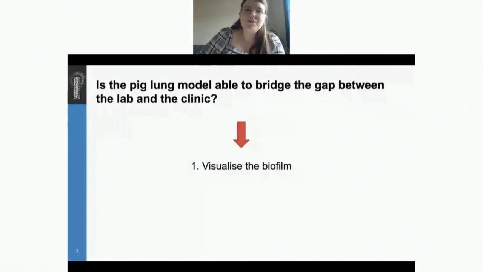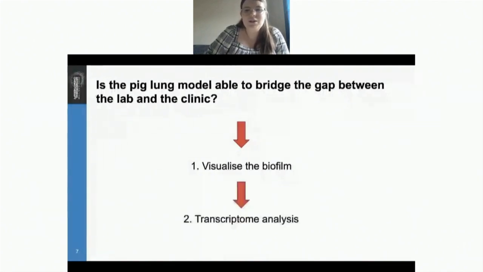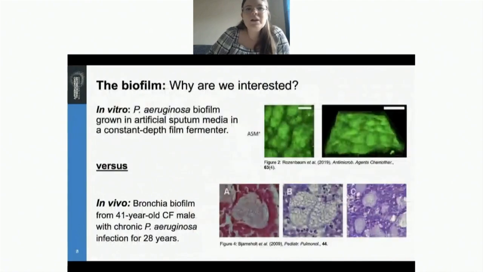To do this, we first visualise the biofilm formed by Pseudomonas aeruginosa on our pig lung tissue, and then perform transcriptome analysis to look at the expression profile. So why are we interested in the biofilm in the first place? The Pseudomonas aeruginosa biofilm was long thought to follow a traditional lifestyle, forming a mushroom-like structured biofilm, which is a dense mass of cells grown together.